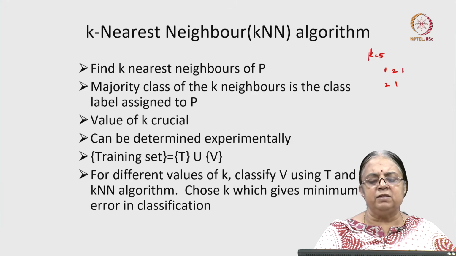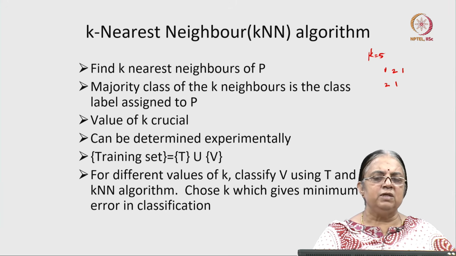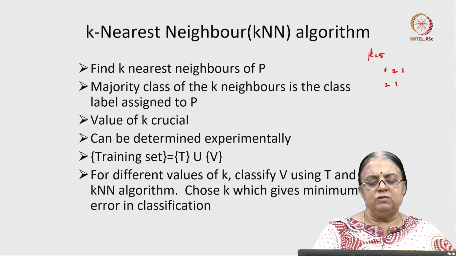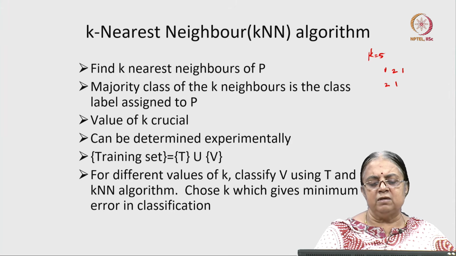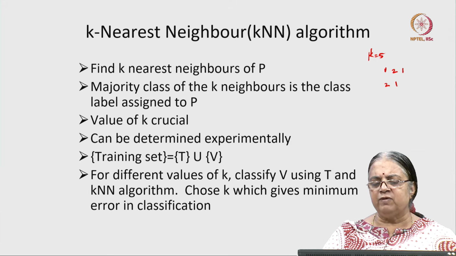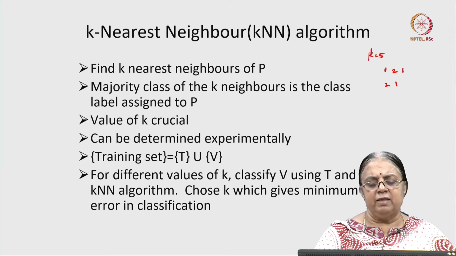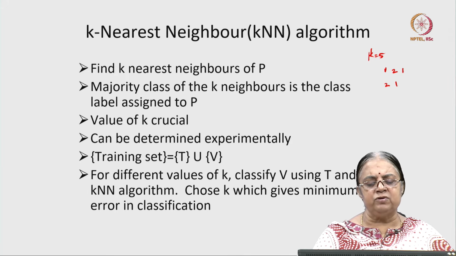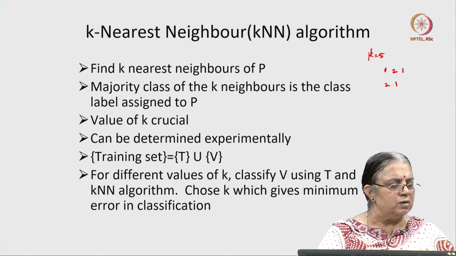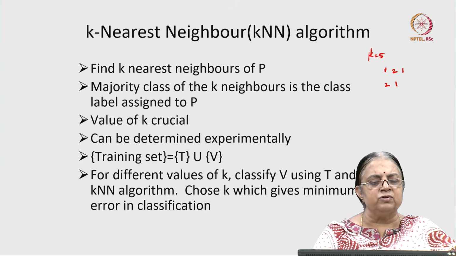Obviously the value of k is crucial. And how do you determine it experimentally? You take the training data, divide it into 2 parts and use the first part as the training data T and the second part as the validation data V. You use different values of k and classify V using T, and the one which gives the minimum error in classification, you use that k. That is how you can do this by experimentation.